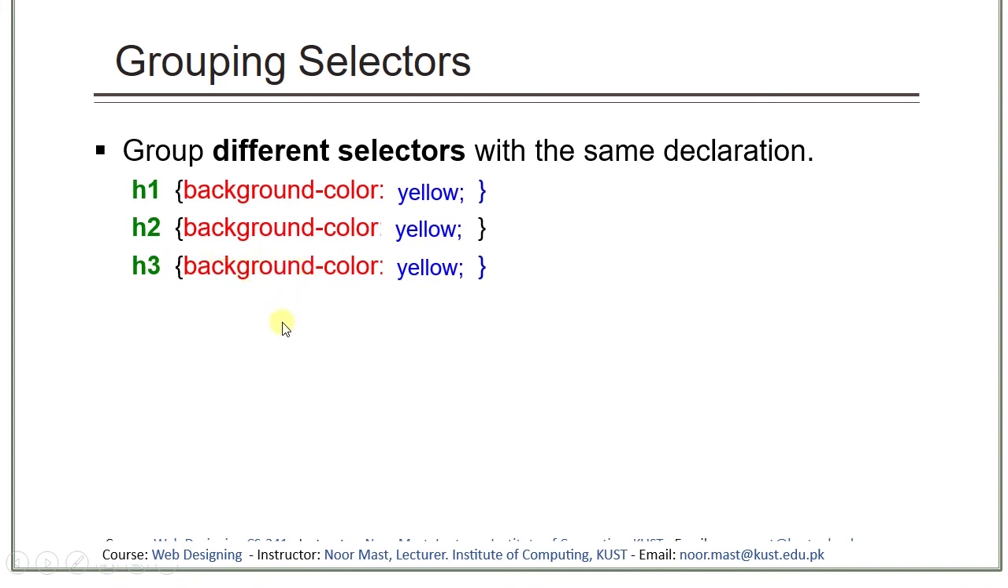So you can group these selectors together and write them in the following form. That is, first of all, write the selectors separated by comma and then mention the declaration section. We have mentioned different types of selector, but there are also some other types of selector. I will discuss those selectors in the next video.